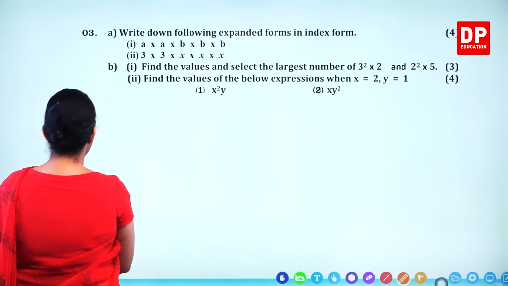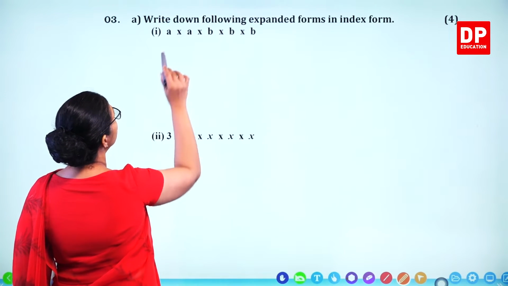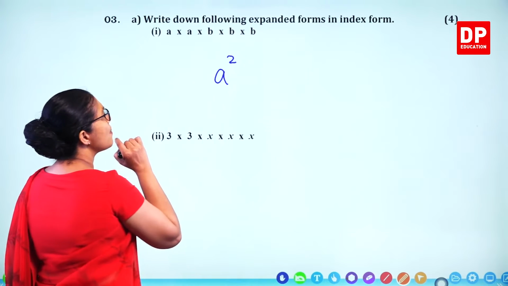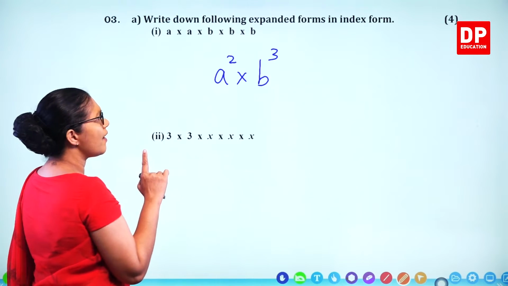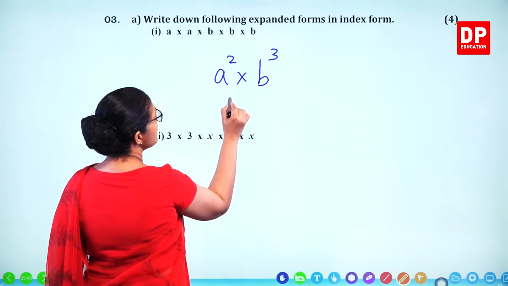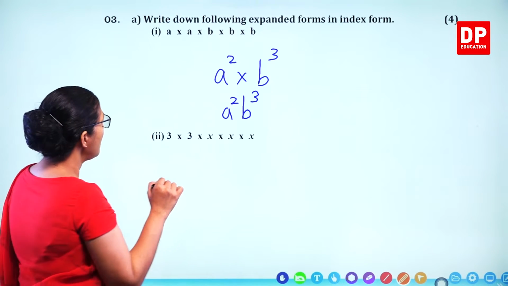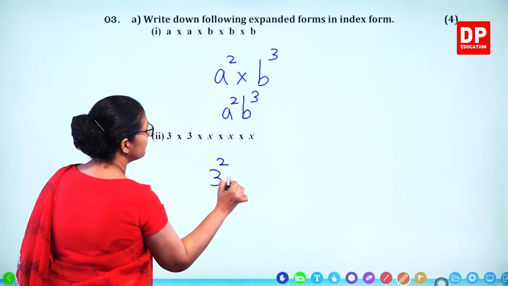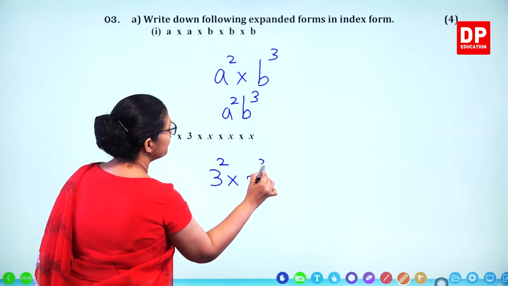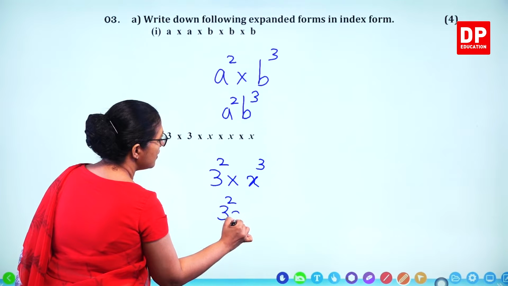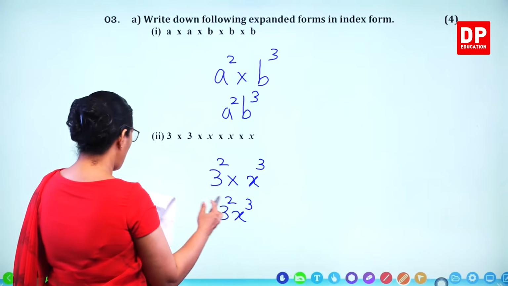Algebra question. Write down the following expanded forms in index form. How many A's are there? 1, 2. So you count A's and put it as a power. How many B's are there? 1, 2, 3. You can write it like this, or without the multiplication sign is also okay. A to the power 2, B to the power 3. Here how many 3's? 1, 2. How many X's? 1, 2, 3. So you can write 3 squared x to the power 3. You get 2 marks each.